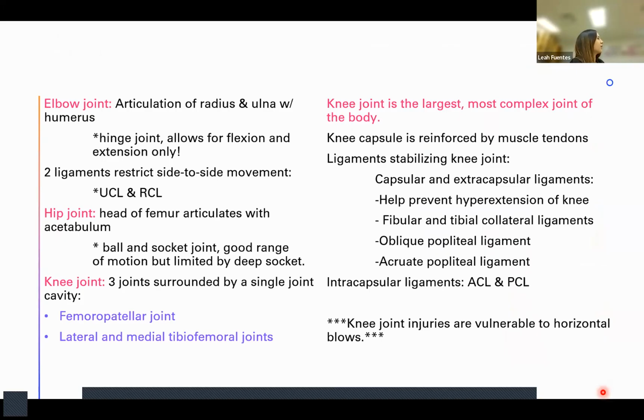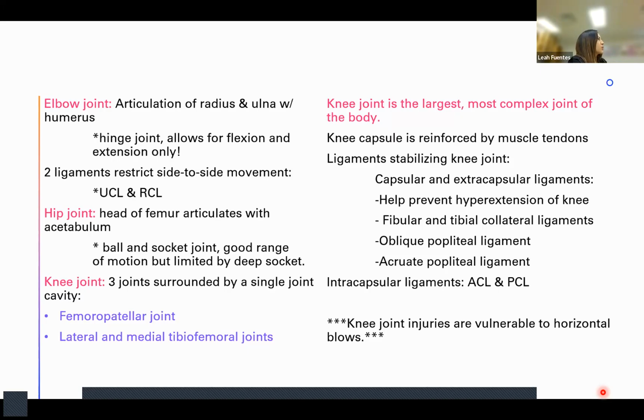Okay, and then we have our elbow joint. This is the articulation of the radius and ulna with the humerus. This is a hinge joint, allows for flexion and extension only. So make sure you know that about the elbow joint. There are 2 ligaments that restrict the side-to-side movement of this specific joint. That's the ulnar collateral ligament and then the radial collateral ligament. I'm not too sure if you'll have to know this for the lecture exam, but it doesn't hurt to know.